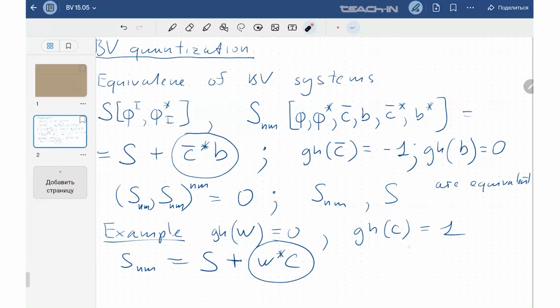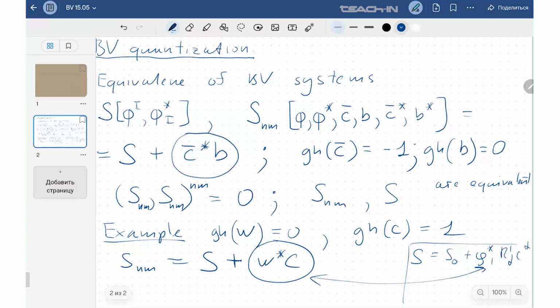So let me remind you what a generic BV action looks like. It looks like S0 plus phi star I gauge generators and then ghosts. Would you agree that this structure is very similar? So we have an antifield, which means a field of degree -1, then a certain generator, let's say some matrix, and then the field C alpha, which means that C alpha is a gauge parameter which generates gauge transformations of fields phi, which are conjugated to phi star.